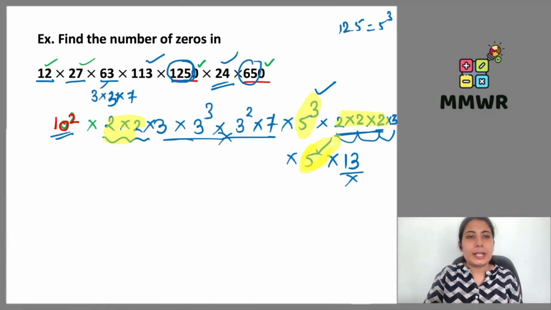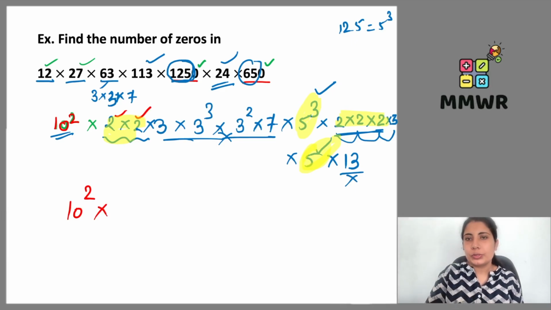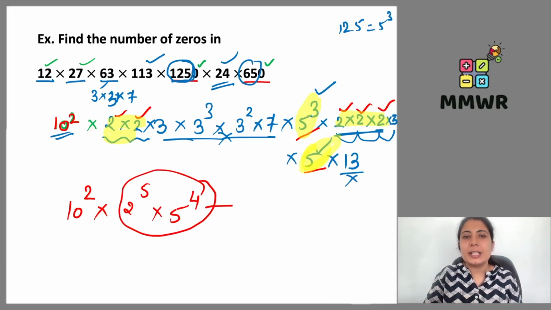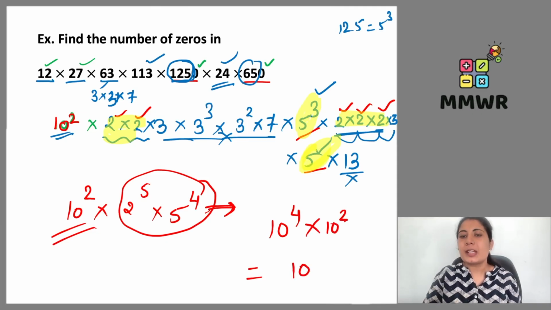So let's quickly rewrite it. I am going to use red color here. So 10 to the power 2. 1, 2, 3, 4, 5. 2 to the power 5 and 5 to the power 3 plus 1, 4 power. So how many pairs we will be getting? That depends on the minimum power. That means total 10 we will be getting 4 times from here, and already 2 times we had in the question only. So total 6 times zeros we will be having. 10 to the power 6.